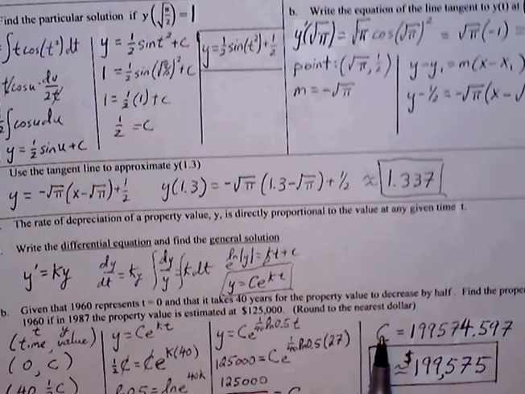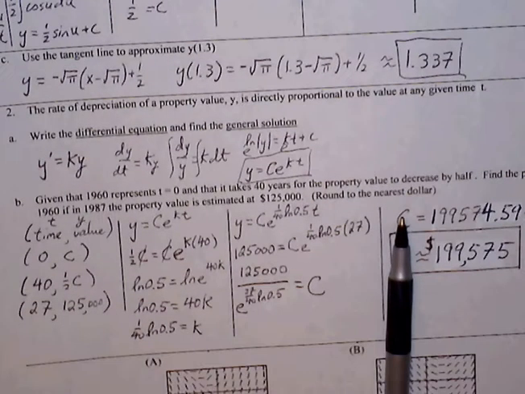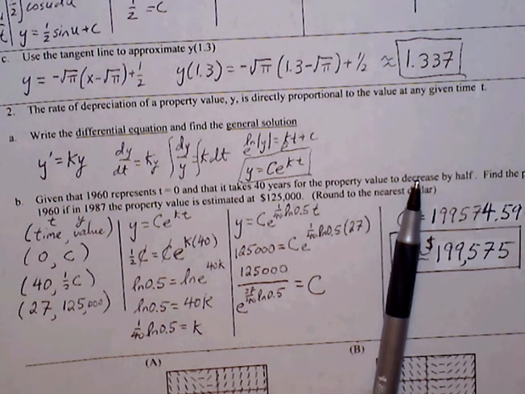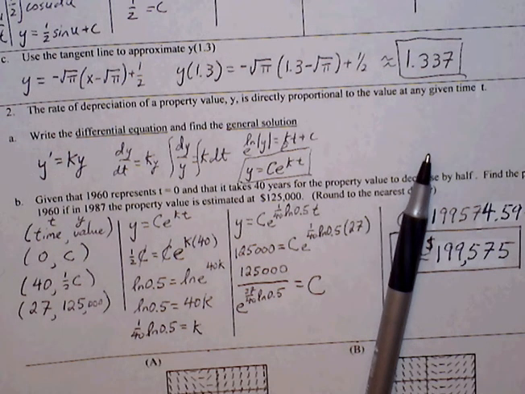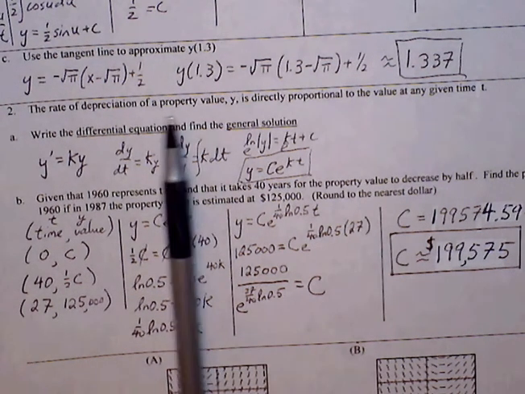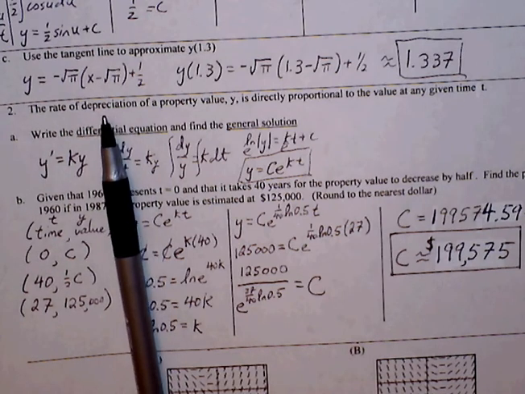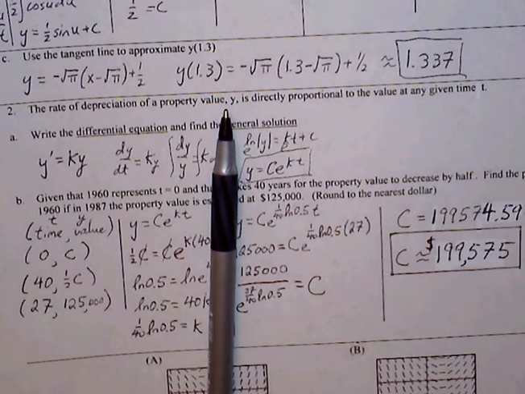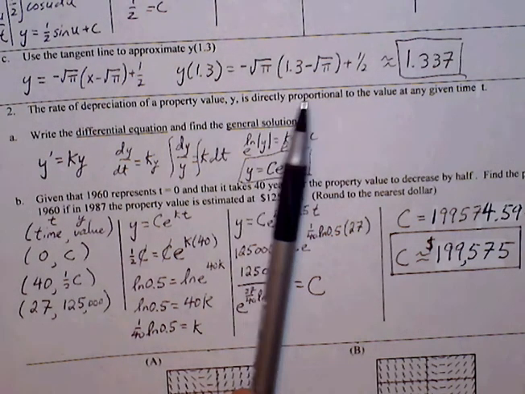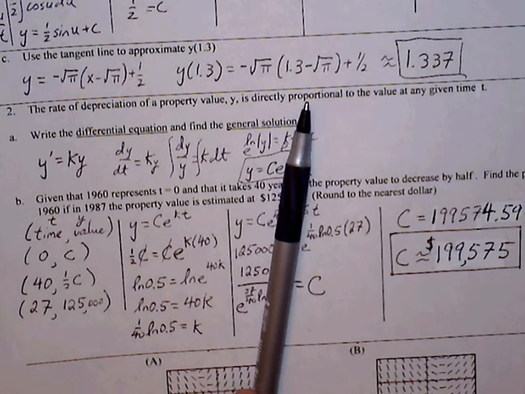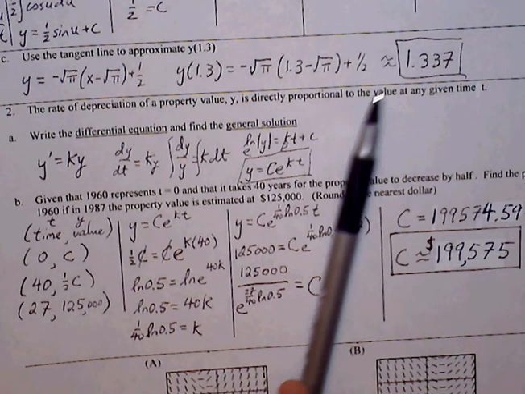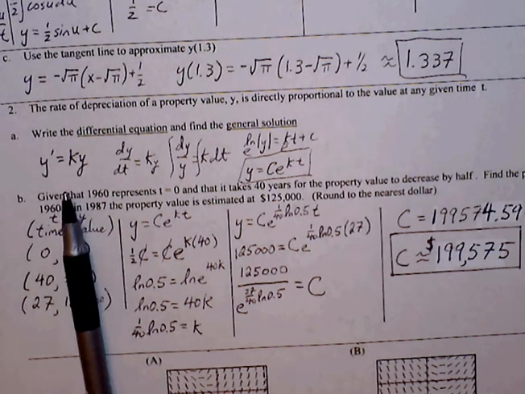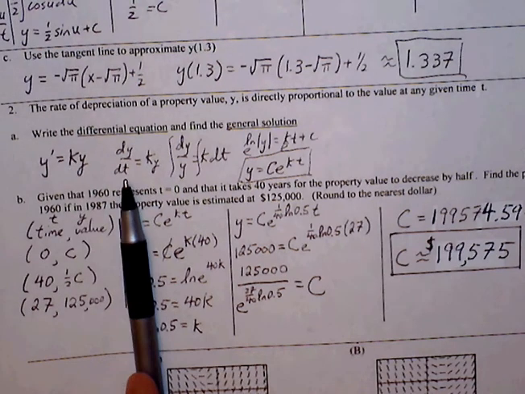Okay, let's look at number 2. The rate of depreciation of a property value y is directly proportional to the value at any given time. So we can write our differential equation based off of this sentence. It's the rate of a property value, y. So the rate of change of y will be y prime. So we know y prime is directly proportional. We know this is in the form of y is equal to kx. Y prime is equal to k times the value. So value is y. So y prime is equal to k times y. We can write it as dy over dt equals ky.